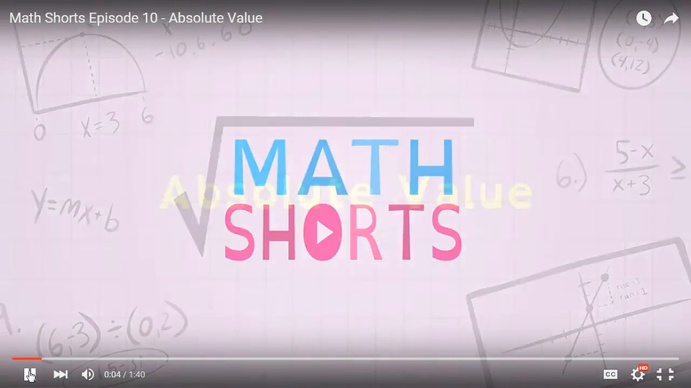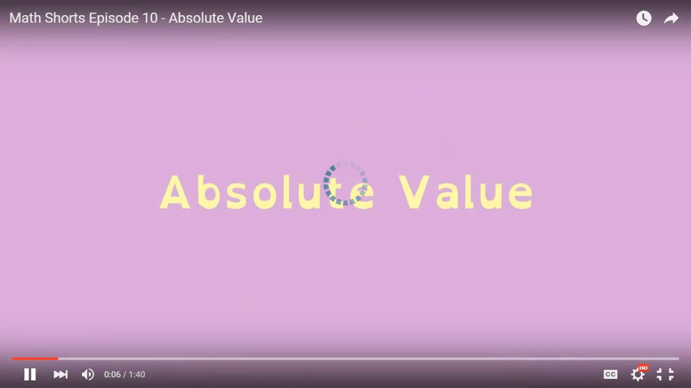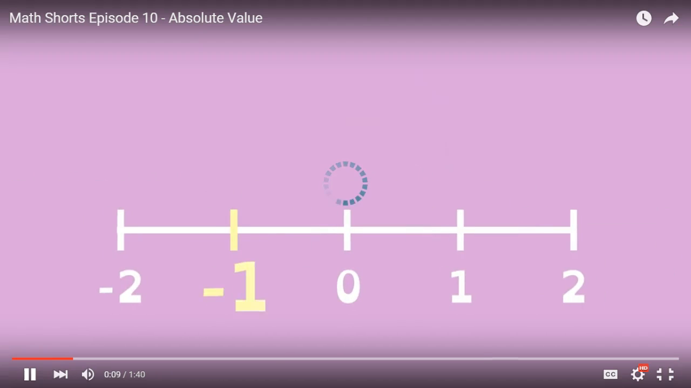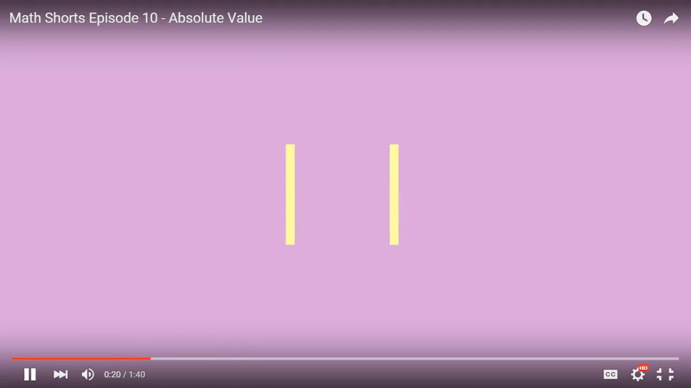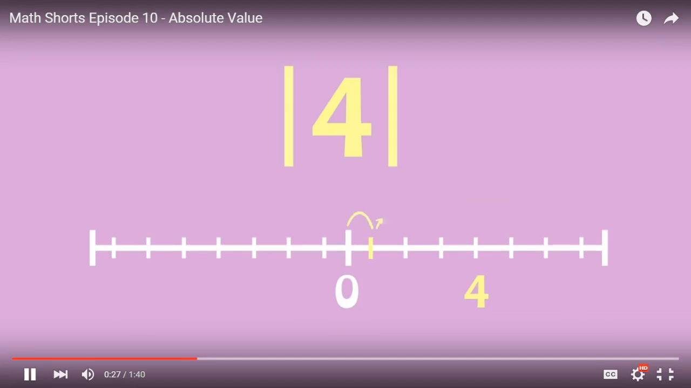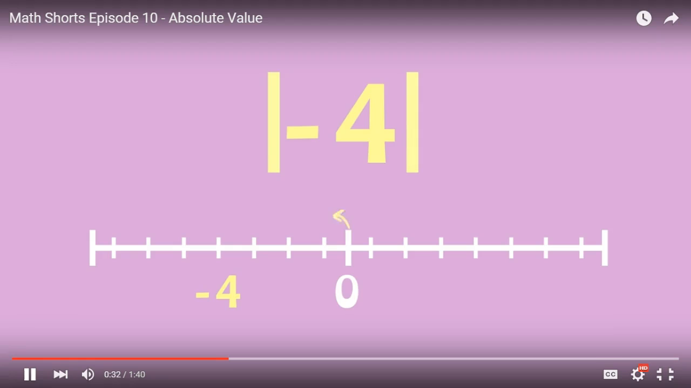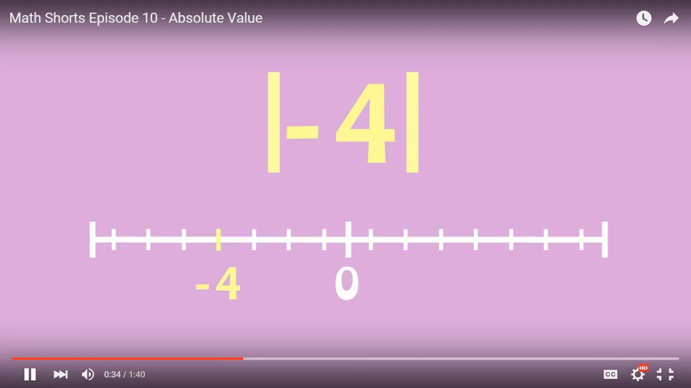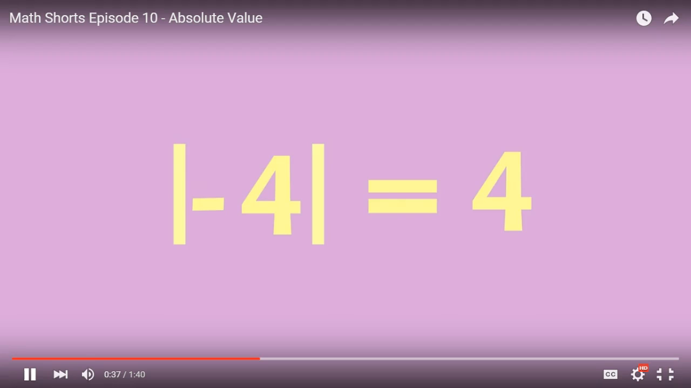Math shorts. Absolute value. The absolute value of a number is its distance from another number on a number line. Distance is a measurement that tells you how far you've gone from one point to another. The notation for absolute value is two straight lines, like this. The absolute value of 4 is 4, because 4 is 4 places from 0 on the number line. Negative 4 is also 4 places from 0 on the number line, so its absolute value is also 4.